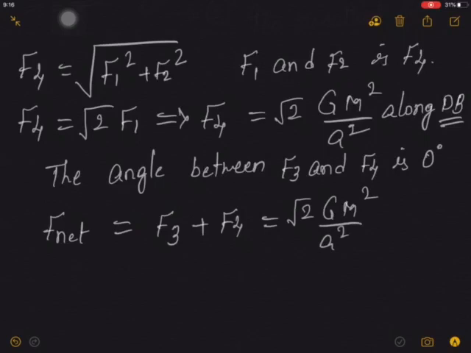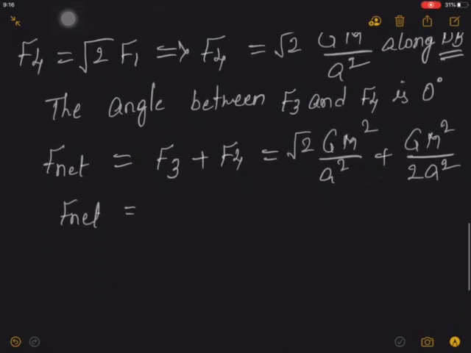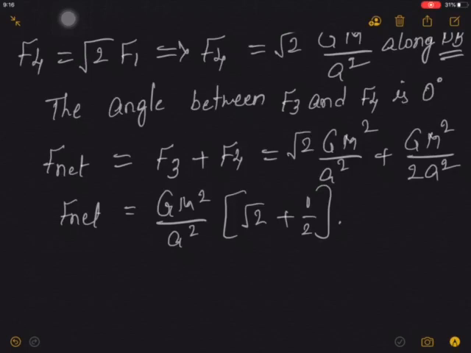F3 value we have written already, that's √2 GM square by A square, plus F4 value is equal to GM square by 2A square, it's the length of the diagonal. So F net value you are getting, by simplifying, GM square by A square common, into (√2 plus 1 by 2). So simple. This is the resultant force acting on the D.